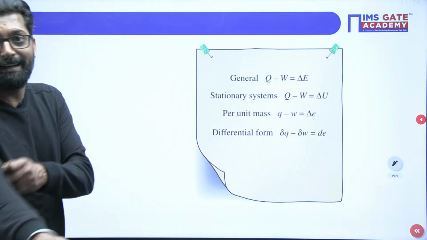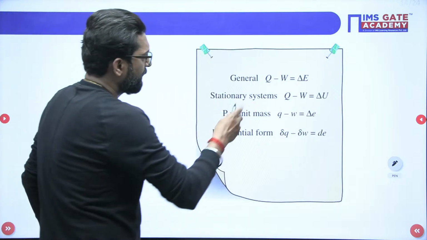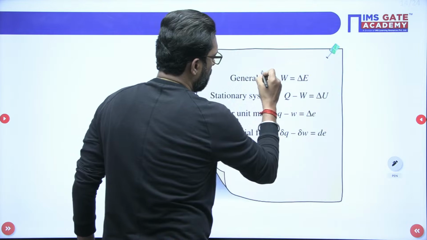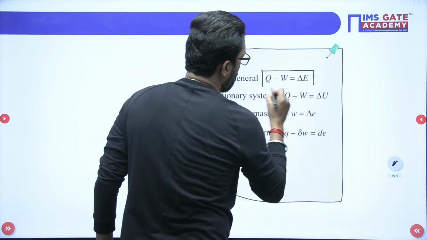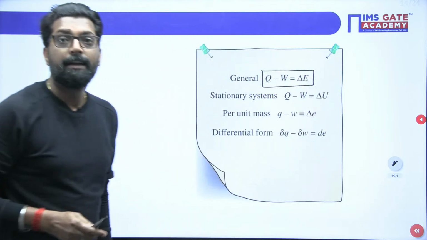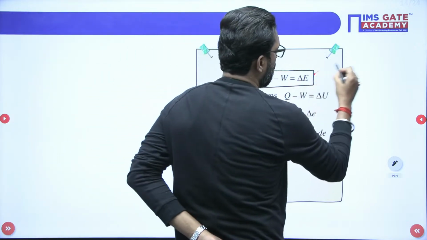Now, next one is the general relation. What is the general relation? Generally, what is the first law? This is the first law of thermodynamics for a process: Q minus W is equal to delta E. So this is your first law of thermodynamics.